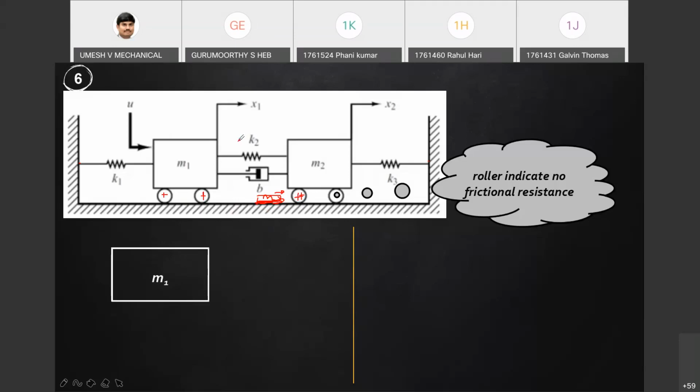Forces attached with B, force with K1, 3 convention, inertia. I think 4 will be sufficient. So F in this direction, left to right.